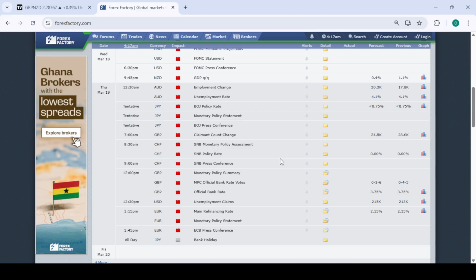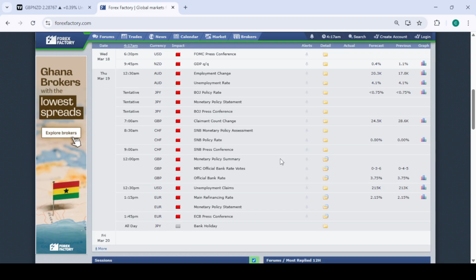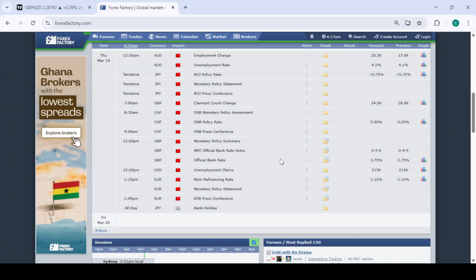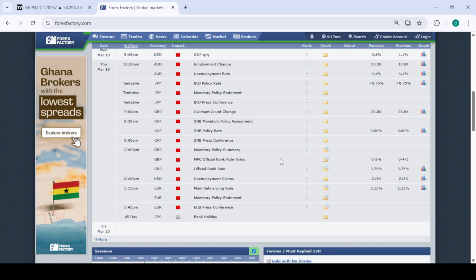For GBP also, we're going to have the monetary policy statement and official bank rate the same day, and later on, a few hours or minutes after the GBP's official bank rate, we're also going to have the main refinancing rate and monetary policy statement for the euro as well. And this is a bank holiday for JPY. And then on Friday, there's no high impact news. So let's take caution of these economic events which might alter our trades entirely. So let's be on the lookout.